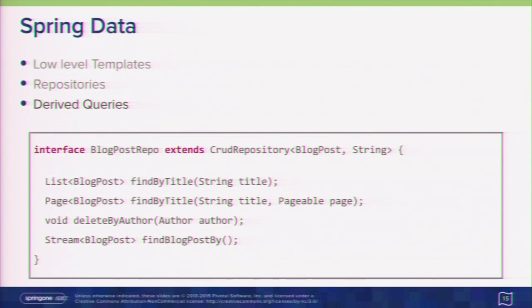You also can use delete by author, which will create a delete query. Or recently we added support for streaming. This is available for JPA and MongoDB, where we wrap cursors so that you can make use of the Java 8 Stream API.